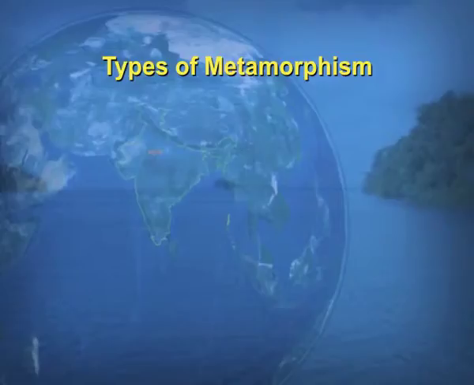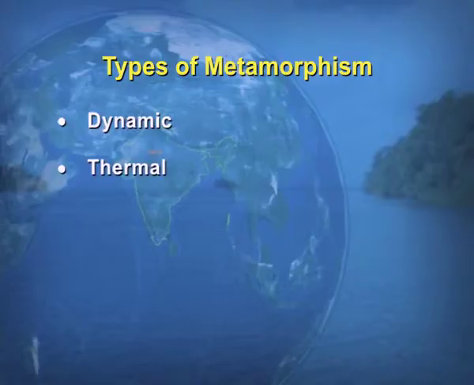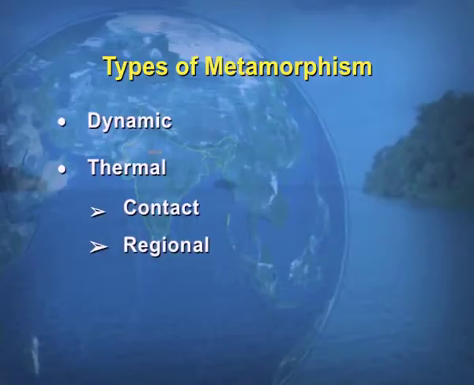and the mineral composition of the rocks change. So, I have already told you that metamorphism is because of two factors, one is the heat, another is the pressure. Now, what are the types of metamorphism? There are two types of metamorphism, one is dynamic, another is thermal. Thermal is further divided into two types, one is contact metamorphism, another is regional metamorphism.